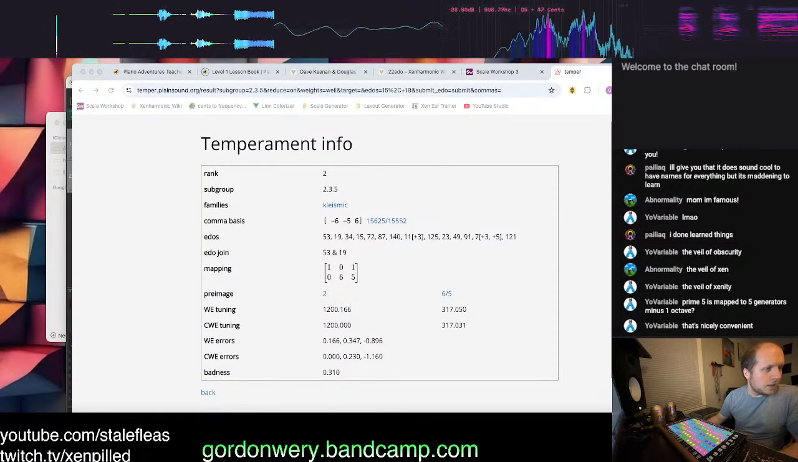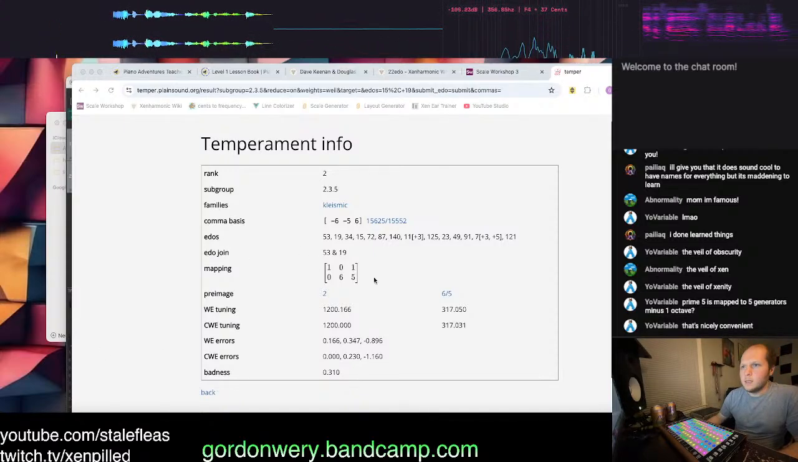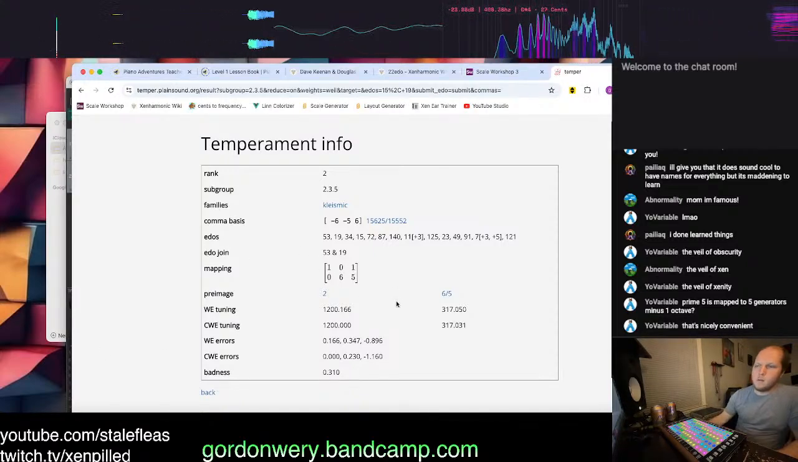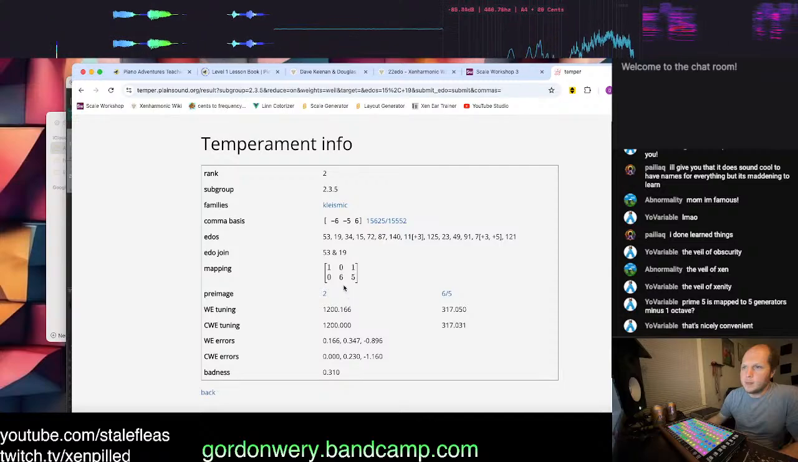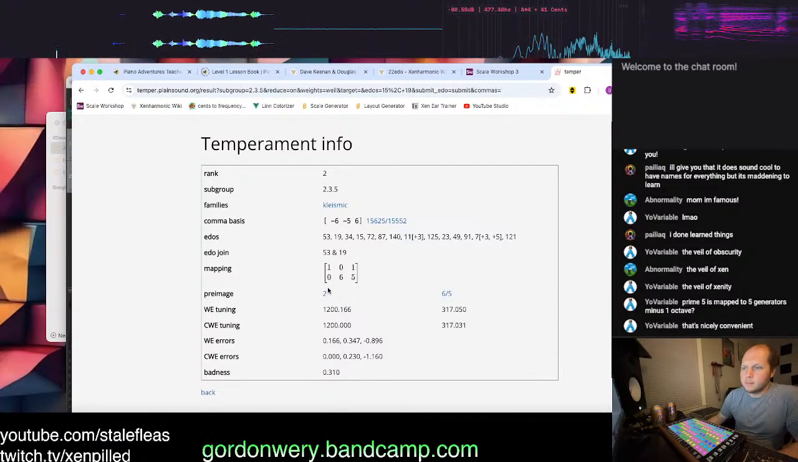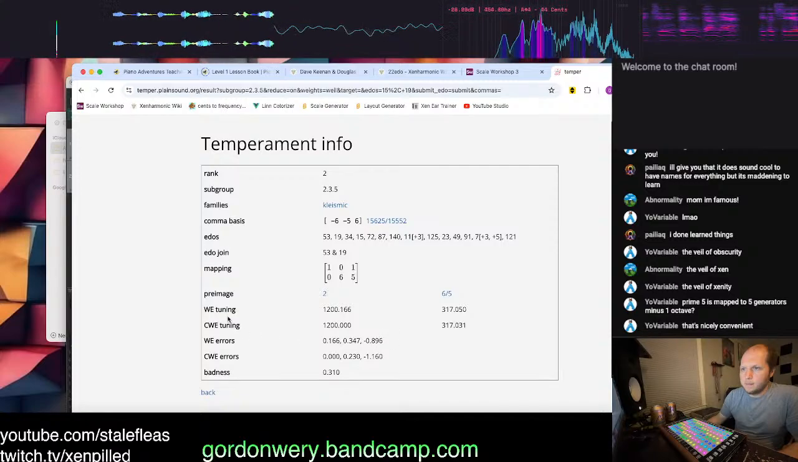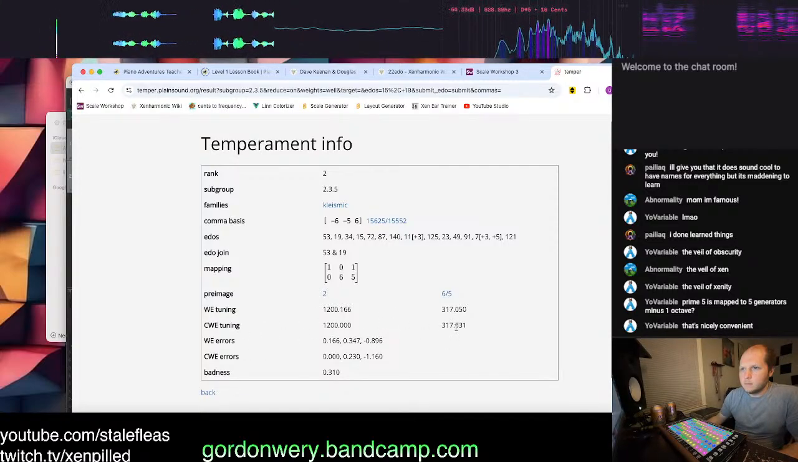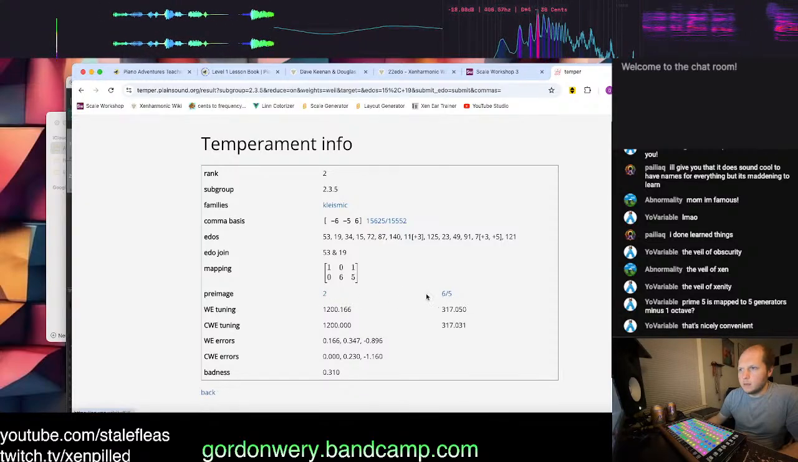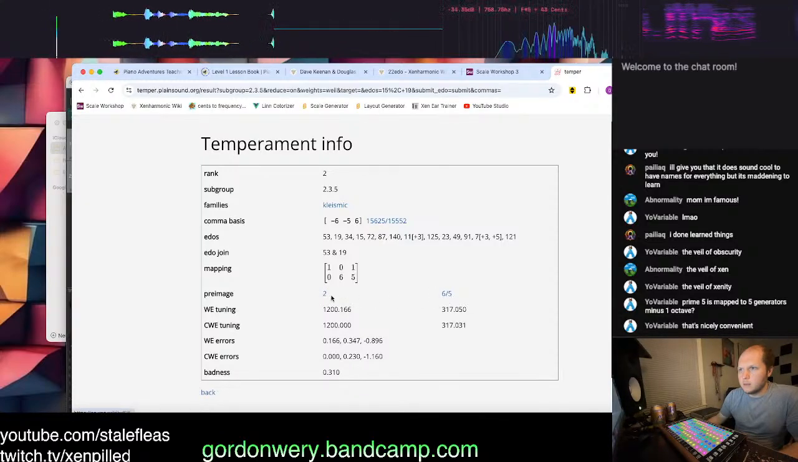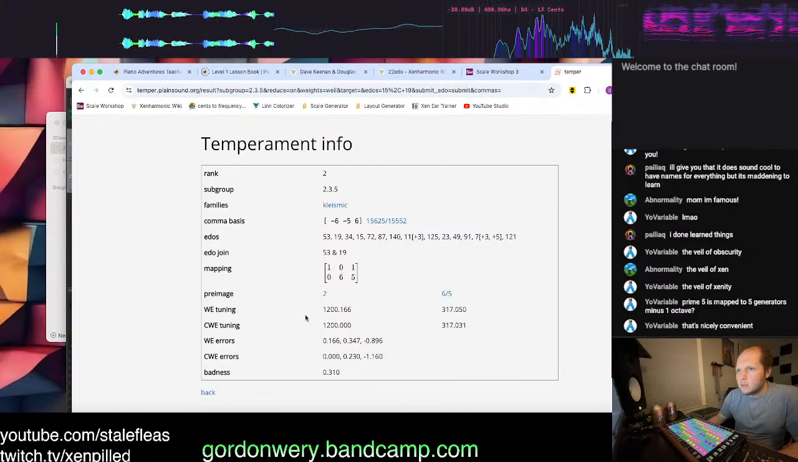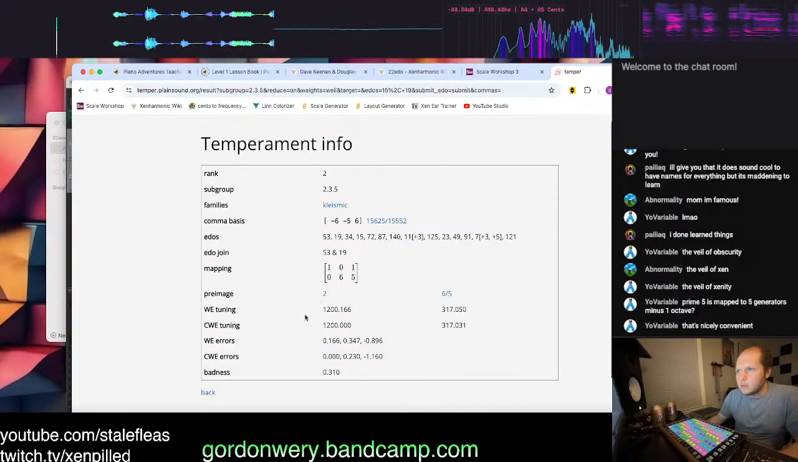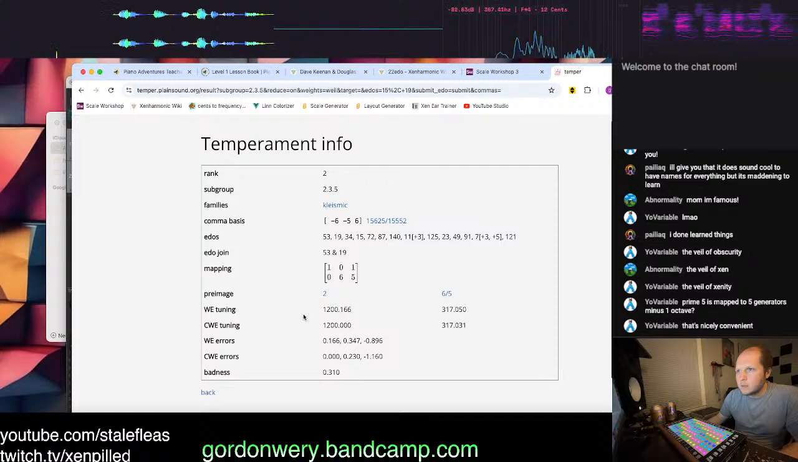Here, I could try to explain the mapping one more time. If you see the WE tuning, CWE tuning thing down there, you could see the generators are an octave and a minor third. So this is just showing you how many of those generators you have to stack to get each of your various primes. The mapping is showing that.